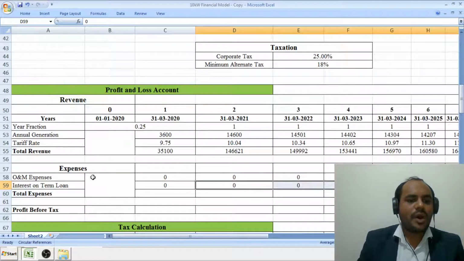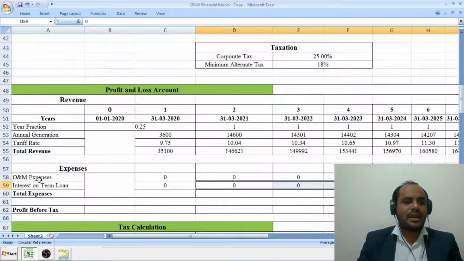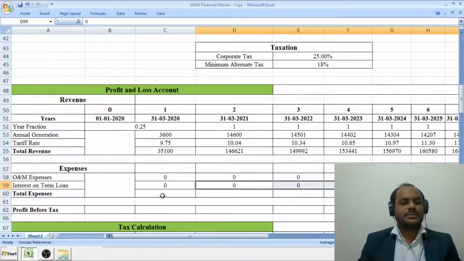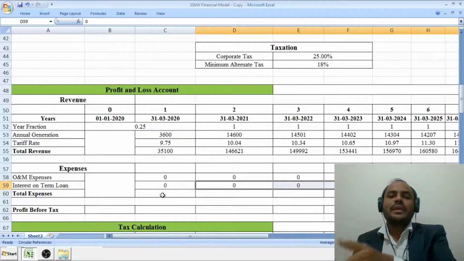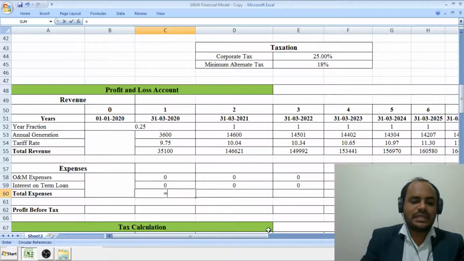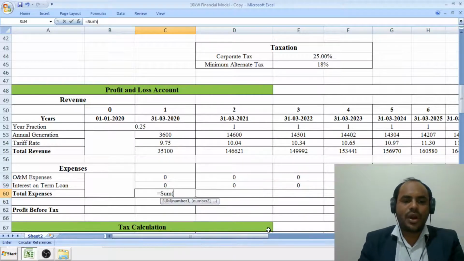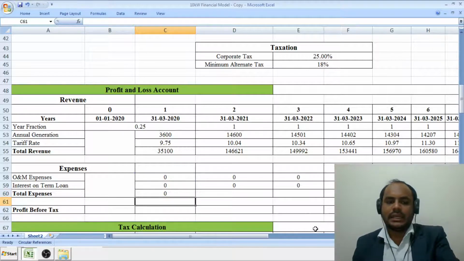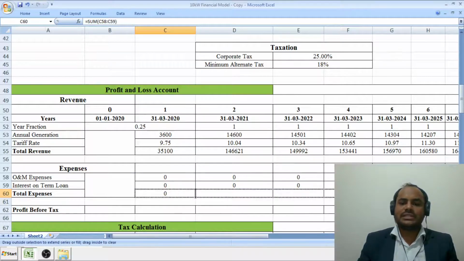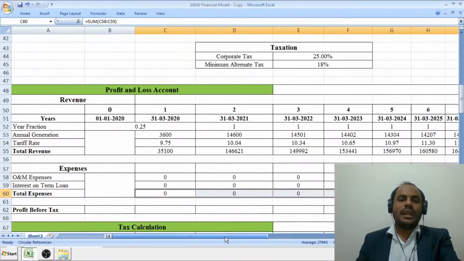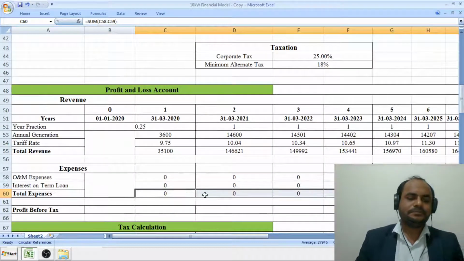Once we are done with the operation and maintenance parameter and the interest on the term loan, then we have to consider total expenses in each financial year. Total expenses is nothing but the sum of these parameters, operation and maintenance plus interest, and enter. Pull this particular cell up to the 25 years of the span. So the addition of these two parameters will be done over here.